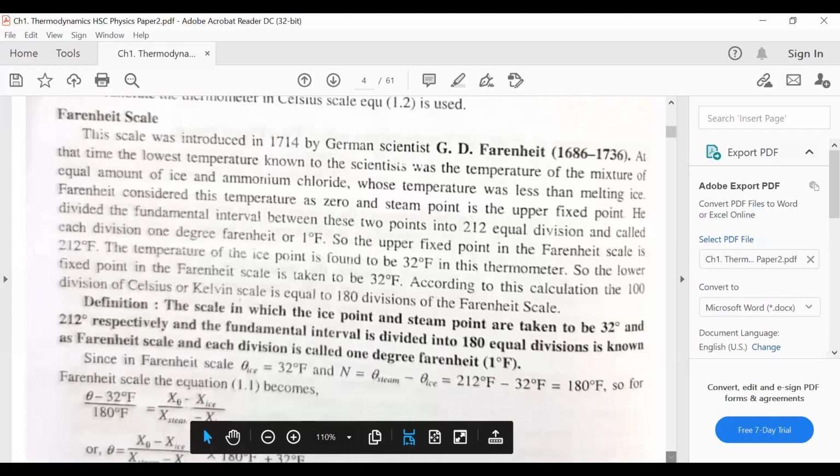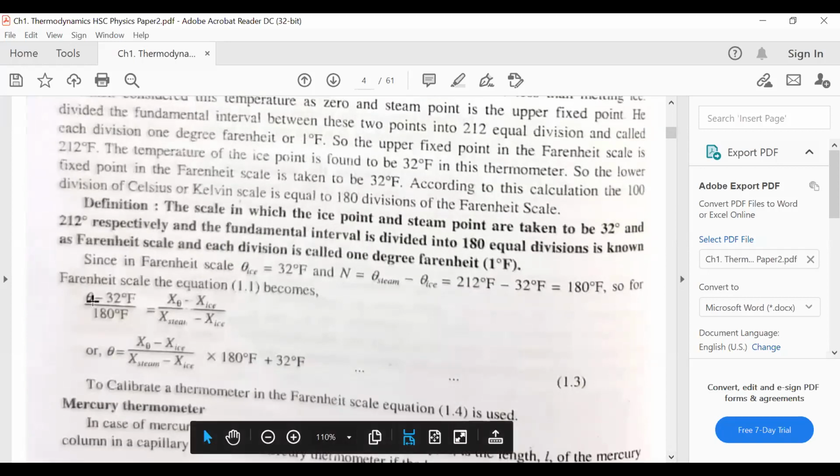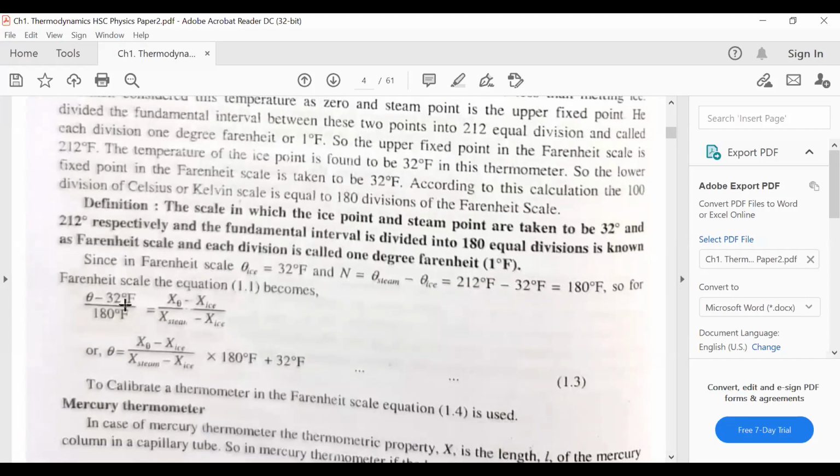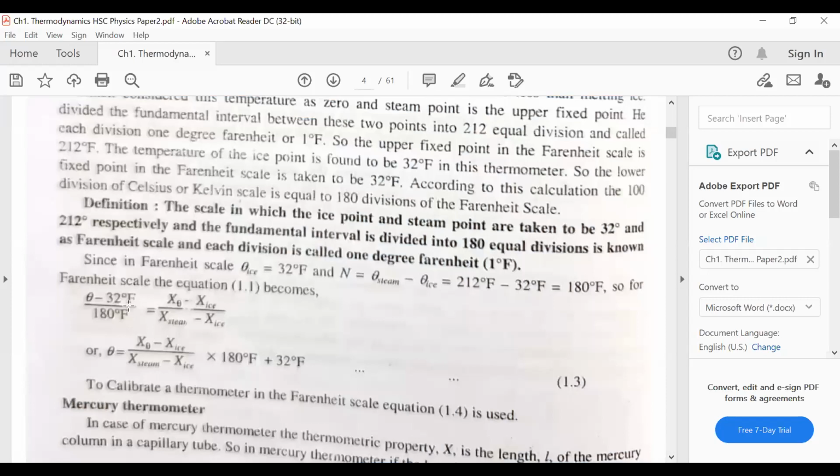So we substitute those values in the equation and then we will get theta minus 32, because 32 degrees Fahrenheit is the point at which pure ice starts to melt. And 180 degrees is the interval. And 212 degrees Fahrenheit is the upper fixed point for Fahrenheit. So remember these values because they may be asked for multiple choice.